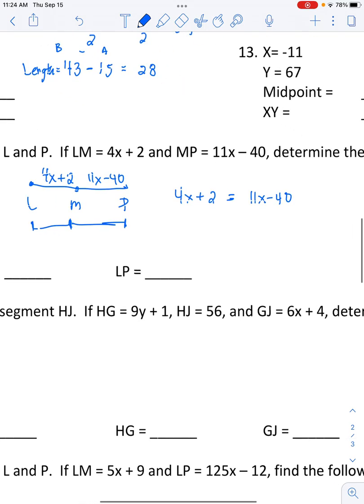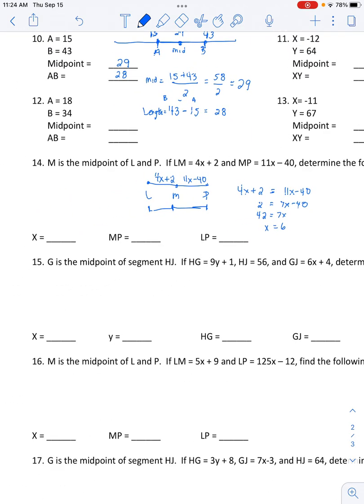And then you solve this equation. Subtract 4x. Excuse my pen. And then add the 40 and divide by 7. So the value of the variable is 6. That's not the length of the midpoint or anything. That's just what the x is to make this statement true.